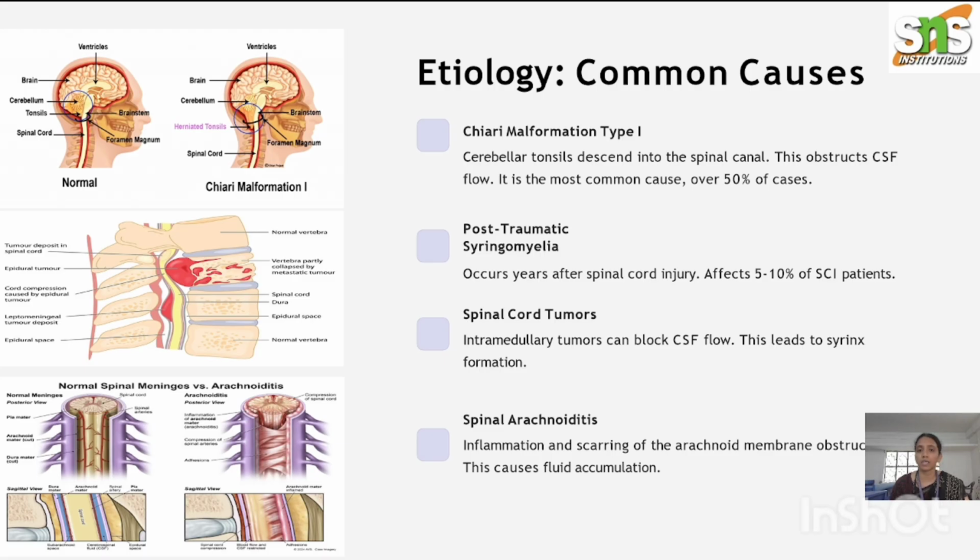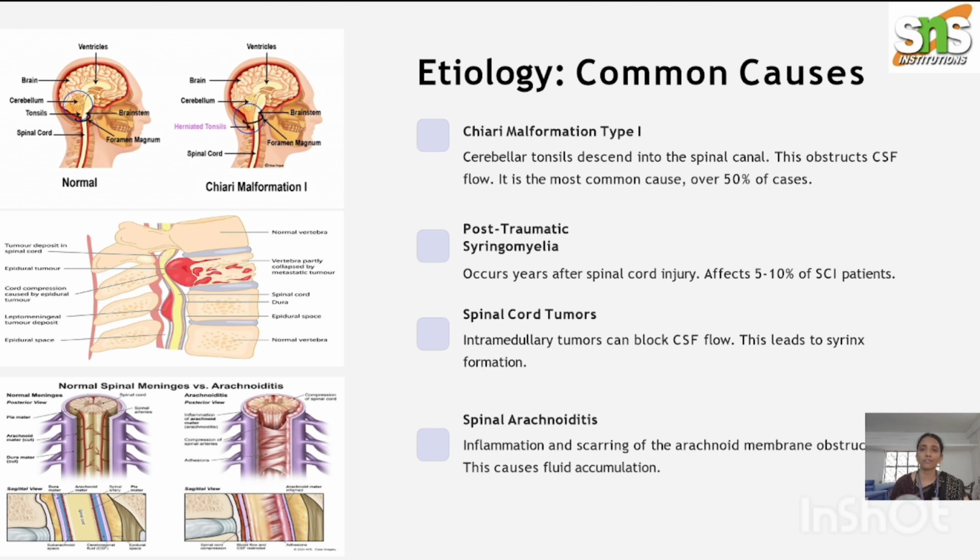The other cause can be post-traumatic syringomyelia. Any trauma to the region of the spine or the region present between the cerebellum and the spine can cause syringomyelia. That accounts for post-traumatic syringomyelia. It occurs some years after the spinal cord injury. It affects about 5 to 10% of spinal cord injury patients.